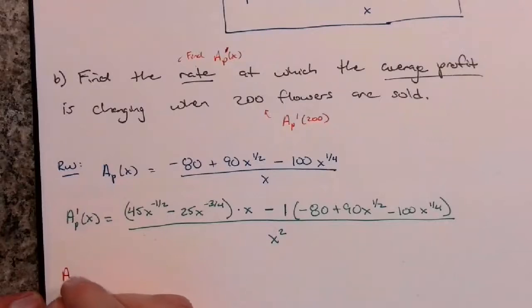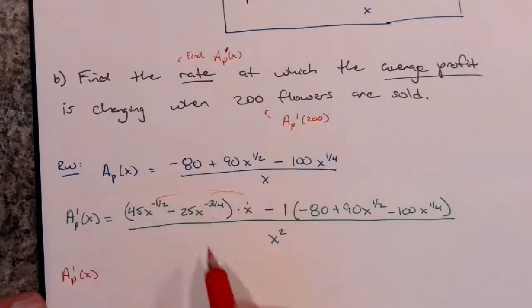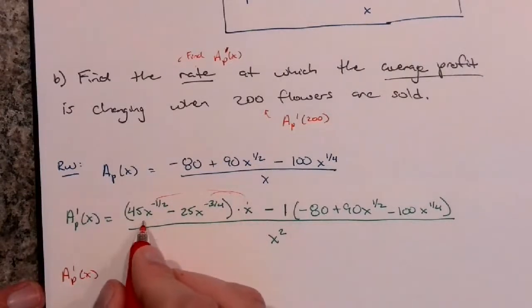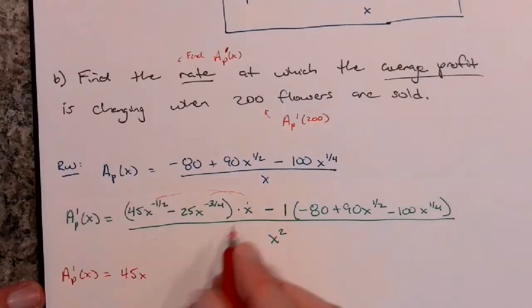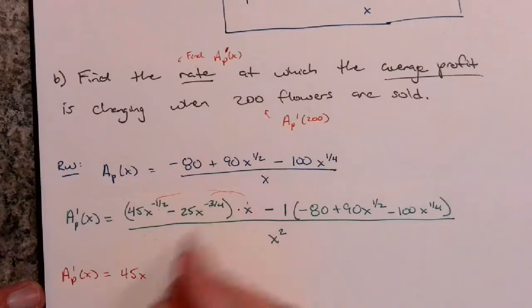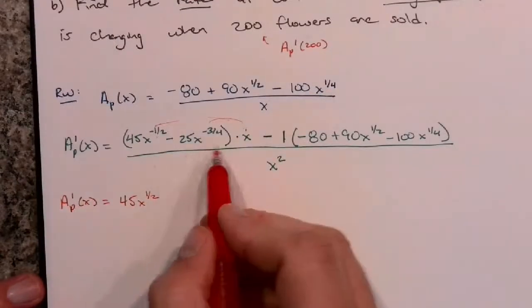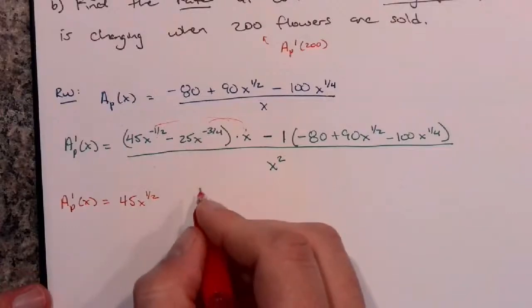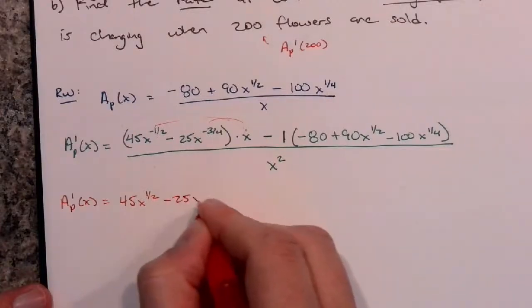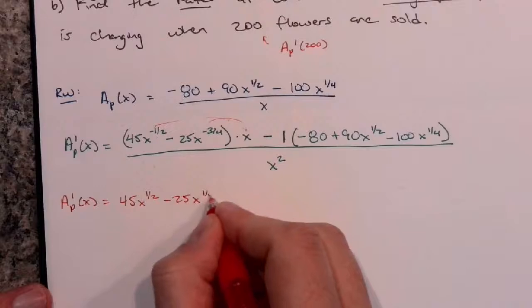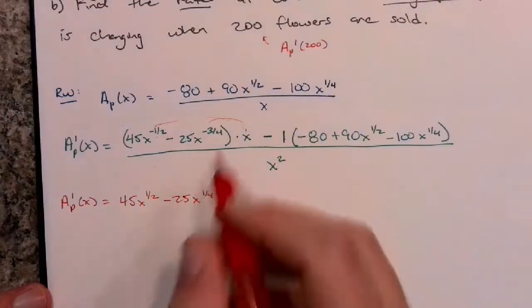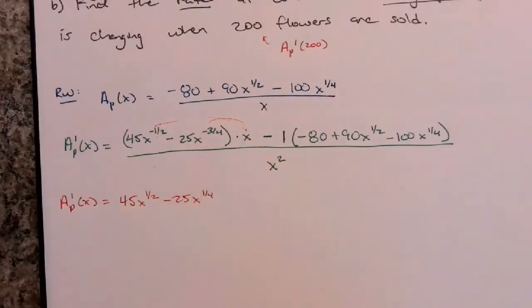We should simplify this. So now we're working with the derivative. This is the unsimplified form, but you still have the derivative in front of you. To simplify this, I'll distribute through, and then we'll combine like terms. So 45x to the negative 1/2 times x will make this 45x to the, remember you add the exponent, so negative 1/2 plus 1 is a positive 1/2 power. X times the negative 25x to the negative 3/4 will be negative 25x to the positive 1/4 power, because negative 3/4 plus 1 gives you positive 1/4.